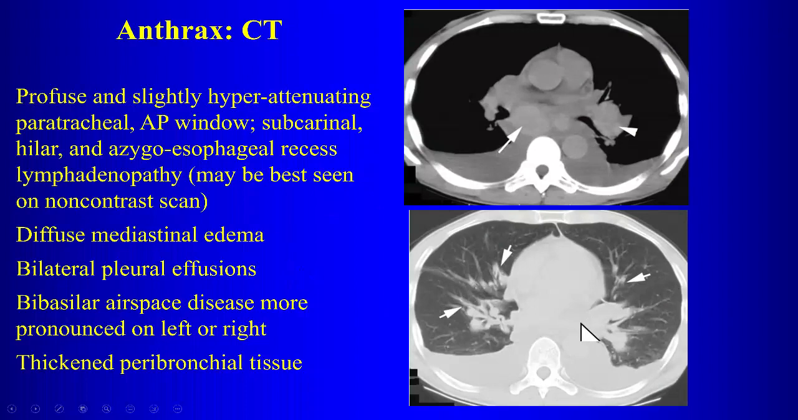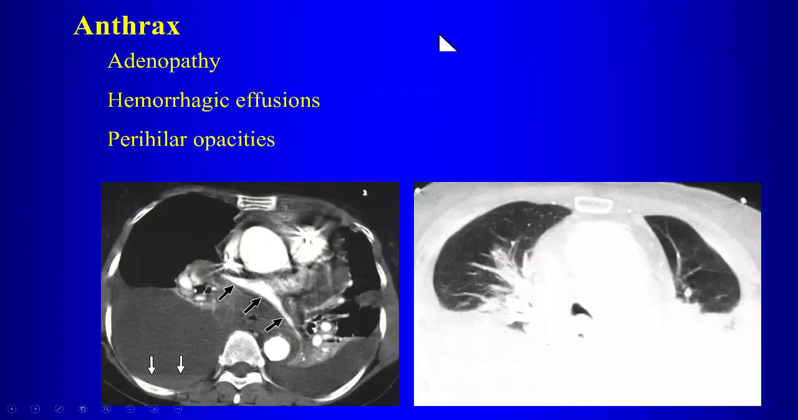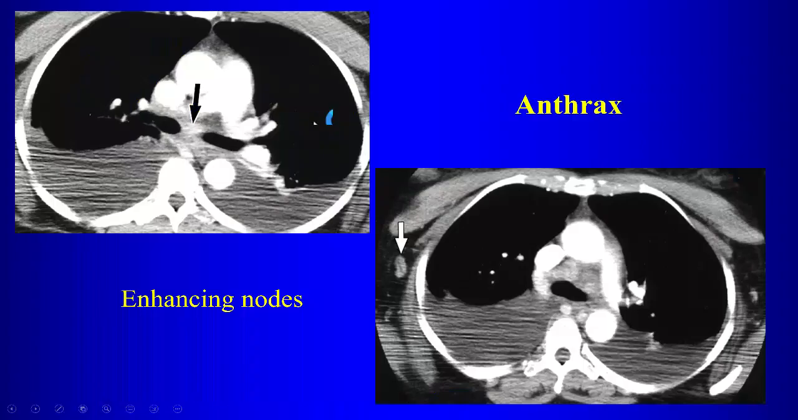And then the changes in the lung parenchyma tend to radiate out like this from the hilum, in these cases of anthrax. So you can see rapid progression. Patient gets intubated. You see the lymphadenopathy here, the pleural effusions, but there's rapid progression as far as the lung changes. Here there's actually hemothorax, so bleeding there into the pleural space. So adenopathy, hemorrhagic effusions, perihilar opacities, those are the radiologic findings associated with anthrax.